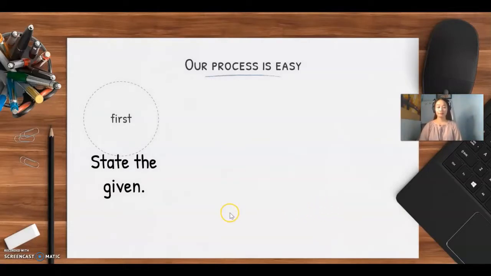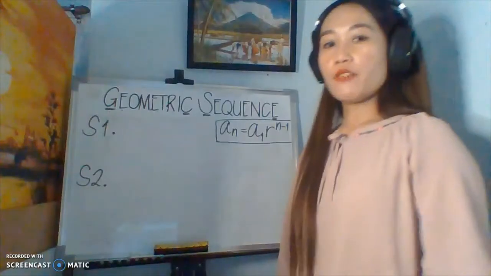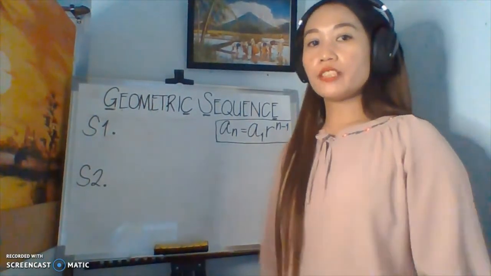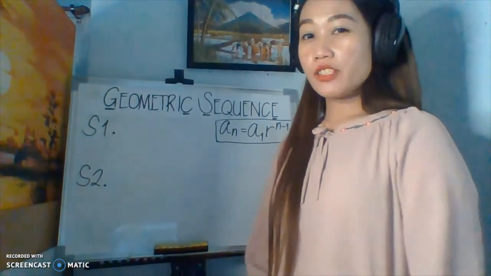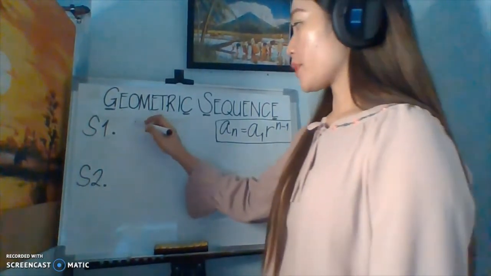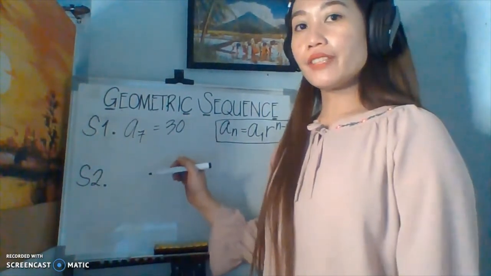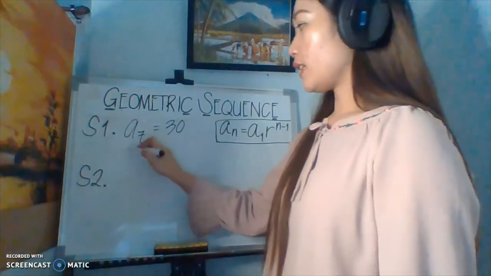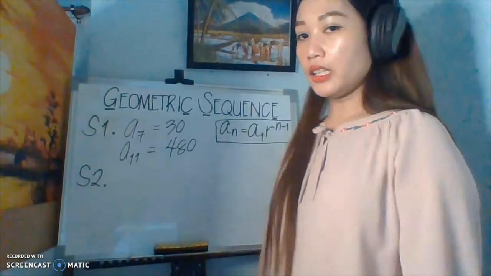State the given. For our first step, state all the given from the problem. So in the problem, we have the 7th term, which is 30. So represented as a sub 7, that is equal to 30. And we also have the 11th term, which is 480. So that is a sub 11 equal to 480.